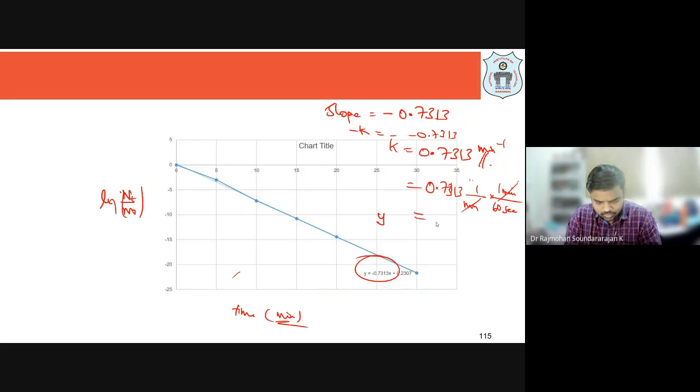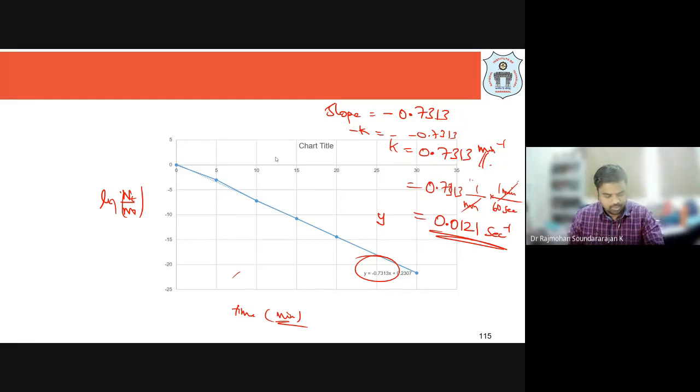How much do you get? Anyone? 0.7313 divided by 60 is 0.0121. So we get 0.0121 second inverse. 0.0121 second inverse is the answer for the rate constant. Okay, so the death rate kinetic rate constant is given by 0.0121 second inverse. So that is the answer for the first part.